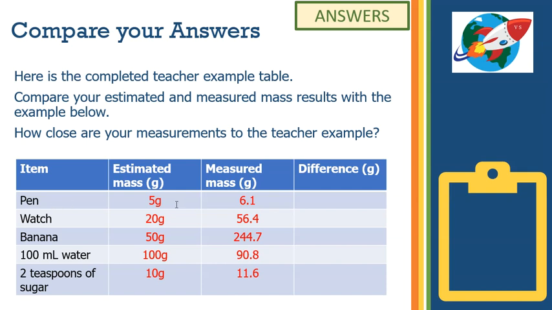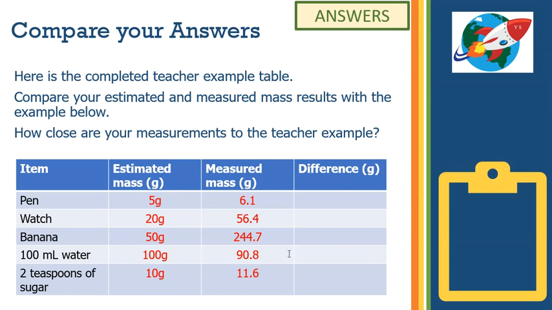My pen, I estimated to be 5 grams. It actually weighed 6.1 grams, so that was pretty close. I estimated the watch to be 20 grams, but it was actually more than double the weight at 56.4 grams, so that was a little bit out. The banana was a huge difference. I estimated it to be 50 grams, but actually it was 244.7, almost 5 times what I thought it would be. I estimated the 100 mils of water to be 100 grams, but it actually measured 90.8. And my 2 teaspoons of sugar I estimated to weigh 10 grams, but I was pretty close with the sugar at 11.6.